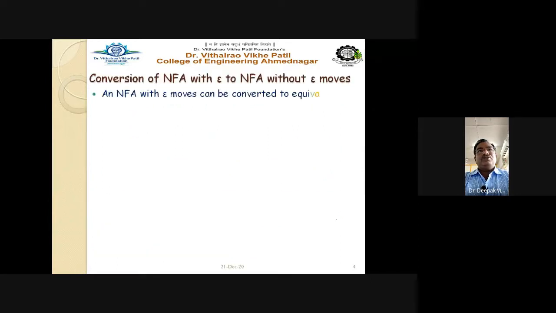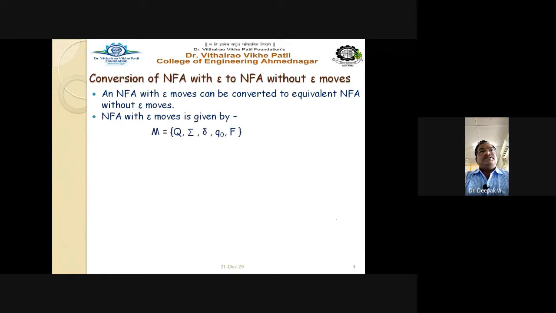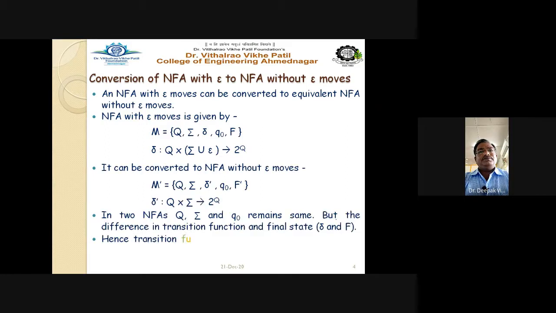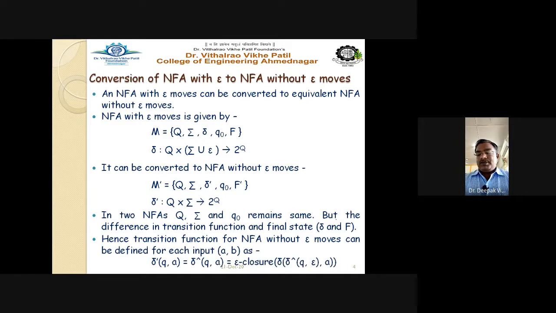Conversion of NFA with epsilon moves to NFA without epsilon moves. That is the first point. See here. Very important point. Conversion of NFA with epsilon to NFA without epsilon means we can say that epsilon NFA can be converted into the simple NFA or NFA without epsilon moves. This epsilon NFA, ENFA, can be converted into the NFA. So NFA with epsilon moves can be converted to equivalent NFA without epsilon moves.